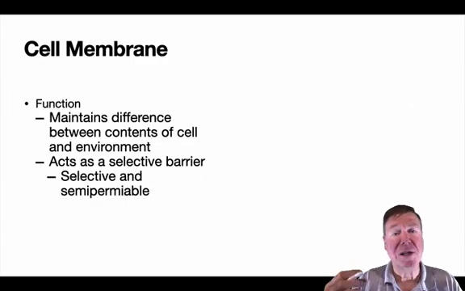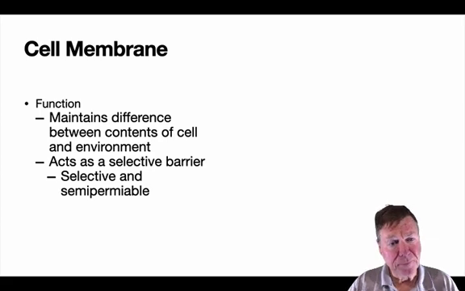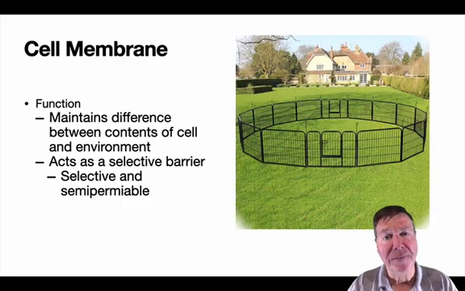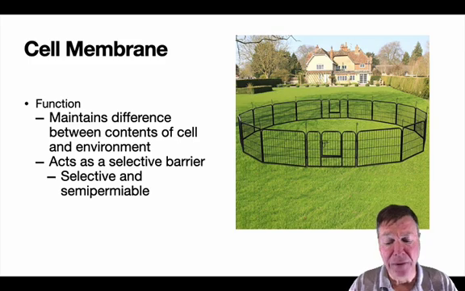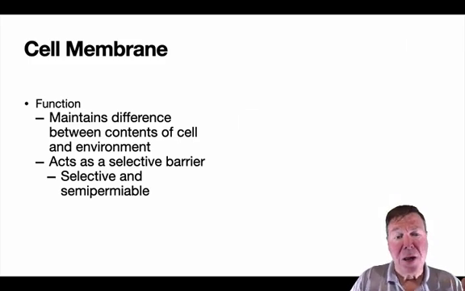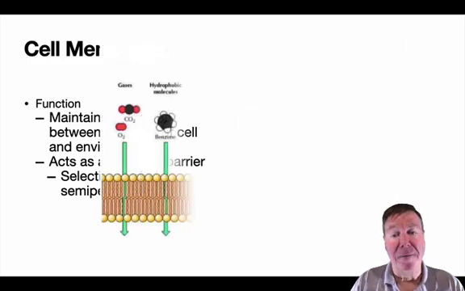All right. So what's the function of a cell membrane? Well, one, it maintains the difference between the inside and the outside of the cells, kind of like your skin or like a fence. It keeps what's inside in the cell in. It keeps what's out of the cell out. It's a barrier between the environment and the inside of the cell. All right. It acts as a selective barrier.